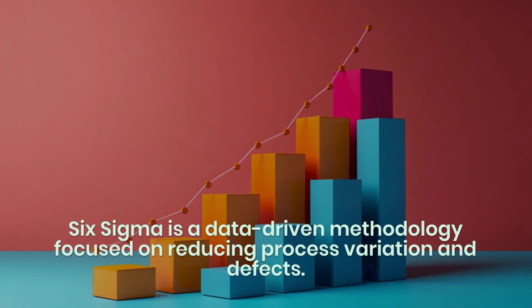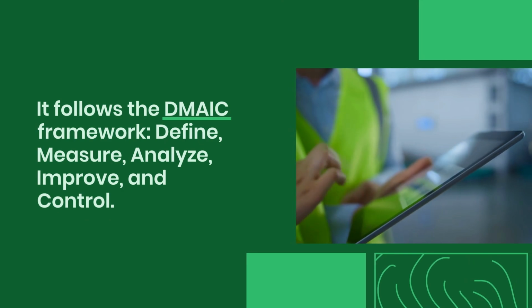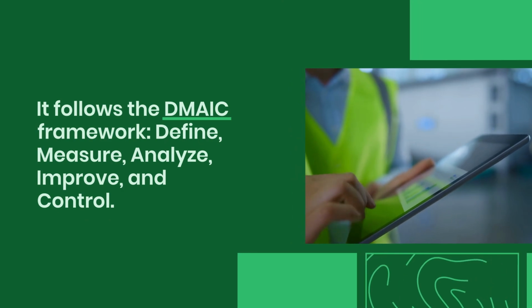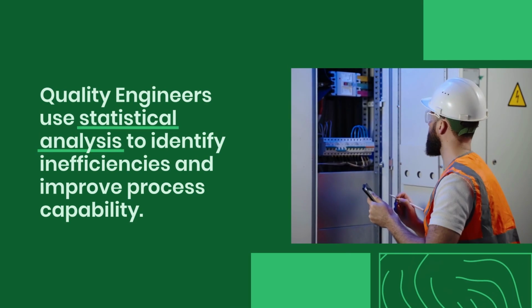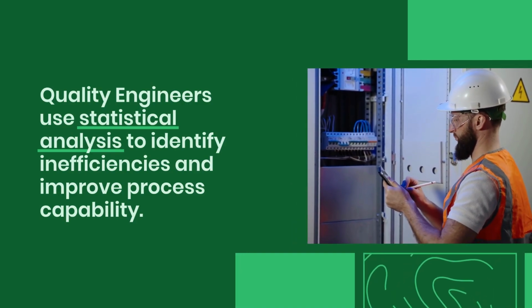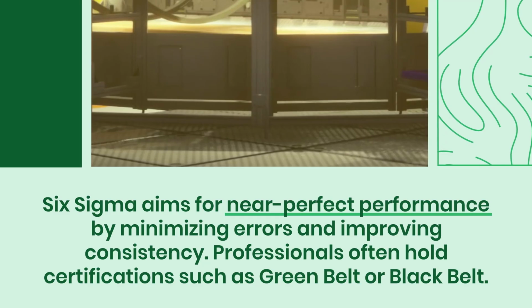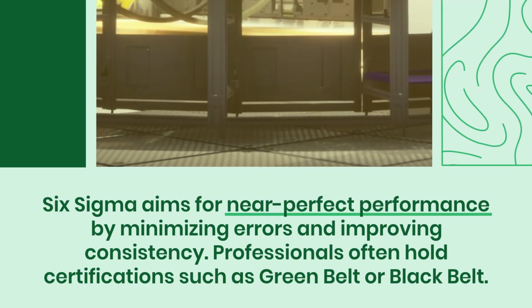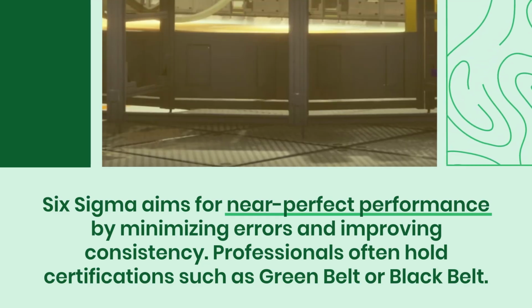Six Sigma is a data-driven methodology focused on reducing process variation and defects. It follows the DMAIC framework: define, measure, analyze, improve, and control. Quality engineers use statistical analysis to identify inefficiencies and improve process capability. Six Sigma aims for near-perfect performance by minimizing errors and improving consistency.